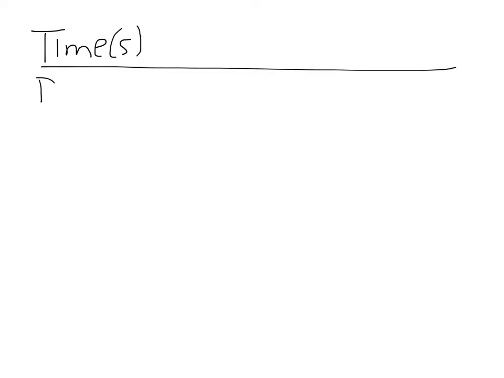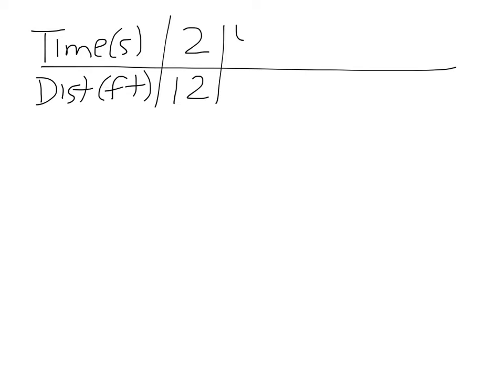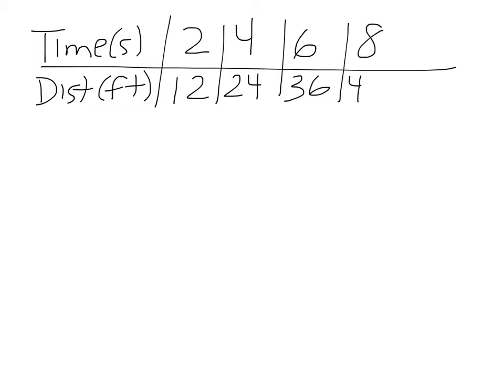The following table shows distance traveled on a zip line. I want to see the constant rate of change between the quantities. So for example, I have time, which is in seconds, and I have distance in feet. So if I go 2 seconds, I've gone 12 feet. If I go 4 seconds, I've gone 24 feet. 6 seconds will give me 36. 8 will give me 48, and so on and so on.